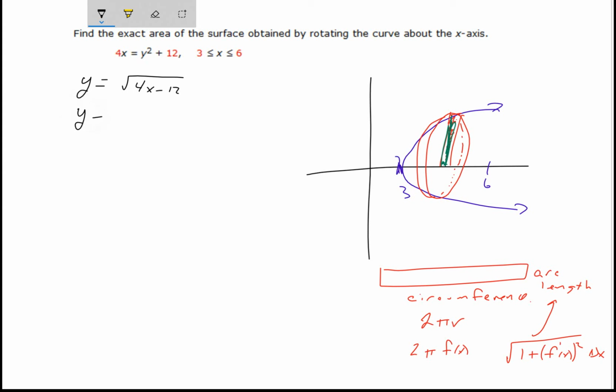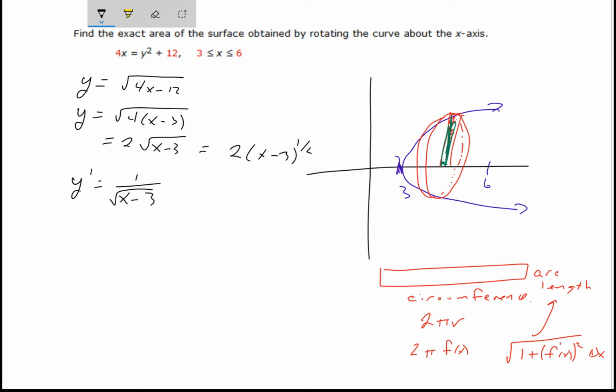I'm going to go ahead and just play with this a little bit, because that's 4 times x minus 3, which would be 2 square root of x minus 3. I'm also going to need the derivative of that. So the derivative is going to be 1 over the square root of x minus 3. You could think about that, if you want, as this. We take the 1/2 in front, so that gives me the 1. And then the derivative of the inside is just 1 when we multiply it. And just to make it easier when I start substituting things in, y prime squared is just going to be 1 over x minus 3.